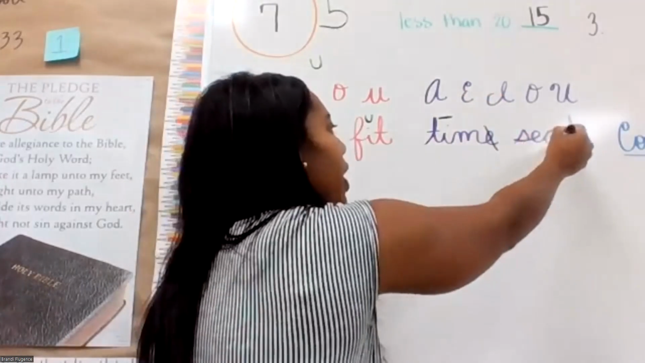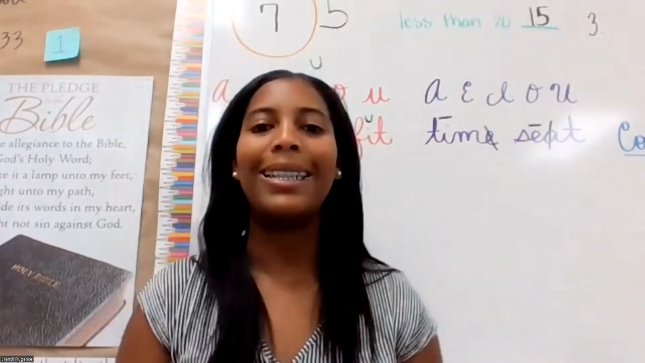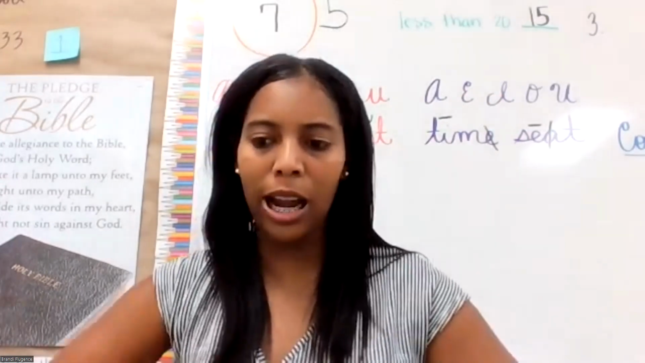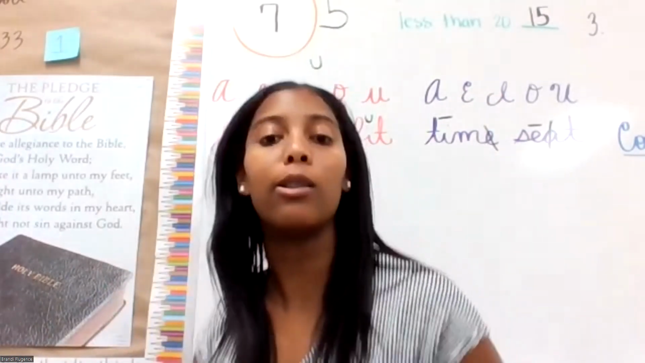Next one, an E and an A. I put a line over E, cross out A. The word is seeds. Awesome. Good job. So tomorrow we have our first phonics test.